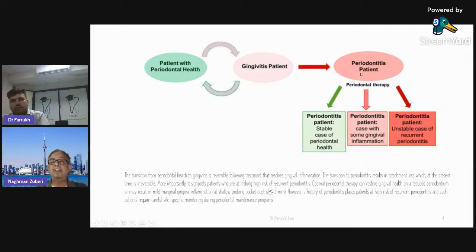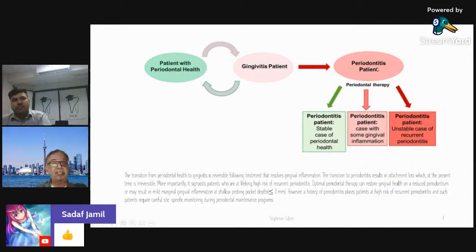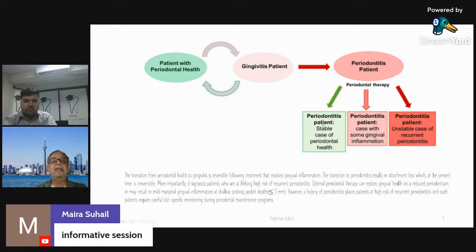Here, if we treat the patient, we will have three possible outcomes. One will be a periodontitis patient who has stable periodontal health, but we have reduced periodontium. Another periodontitis patient may have some gingival inflammation, and a periodontitis patient who is unstable and is going to have recurrent periodontitis.